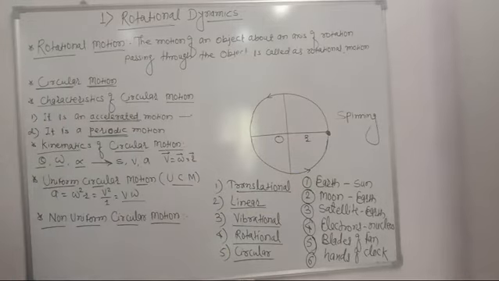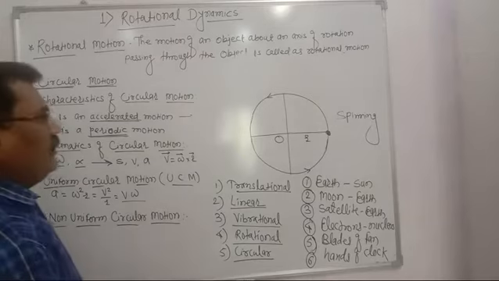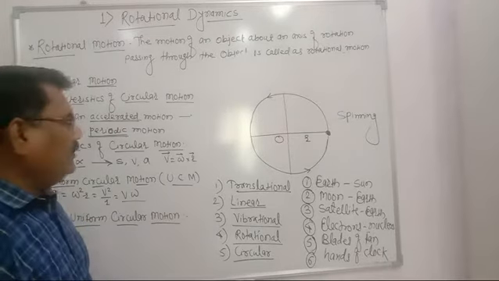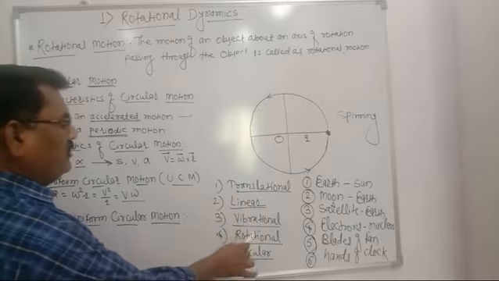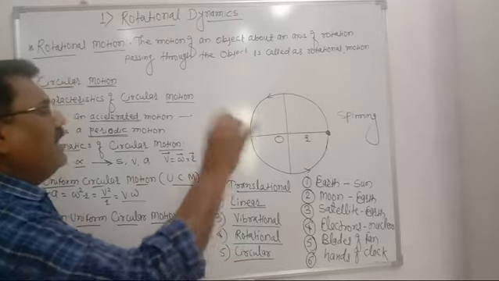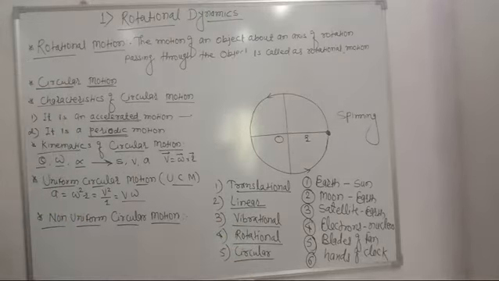In this way, dear students, there are different types of motion which you learn in 8th, 9th or 10th standard, like translational motion, linear motion, vibrational motion, rotational motion, circular motion, etc. Okay, and then you have seen about this circular motion.